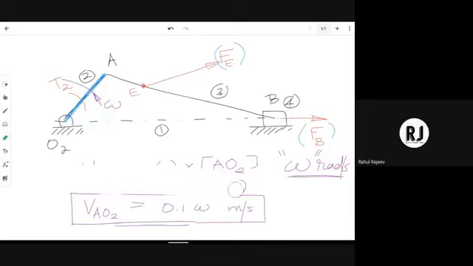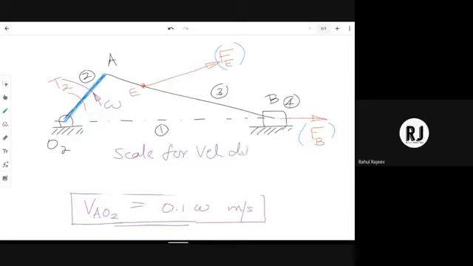Now, as usual, we have to first devise a scale for the velocity diagram. So how will we devise the scale? We have to take 0.1 omega and divide it into 5 equal pieces. What will it be? 0.1 divided by 5. 0.02. Very good.